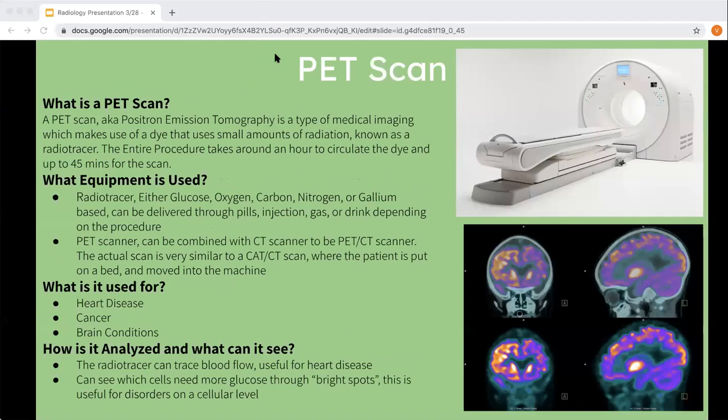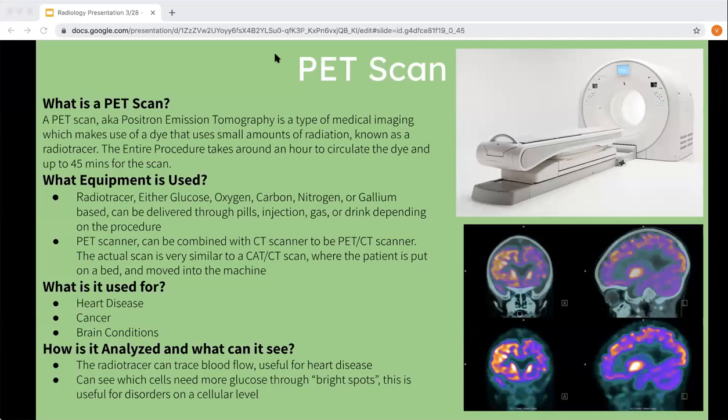Let's talk about a PET scan, a very unique scan with a crucial purpose. PET stands for positron emission tomography. Positron meaning a type of subatomic particle that has the same mass as an electron but having a positive charge. Emission being the releasing of these particles, and tomography being the type of image it produces, such as in the bottom right corner, an image that is kind of like slices.